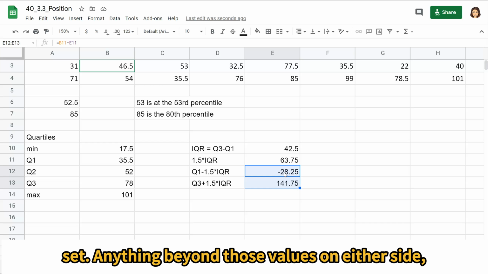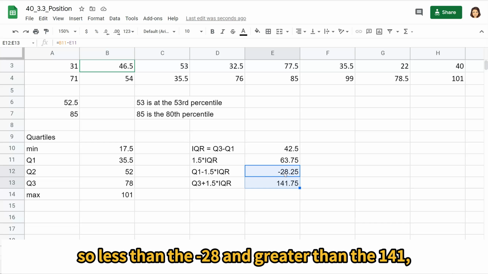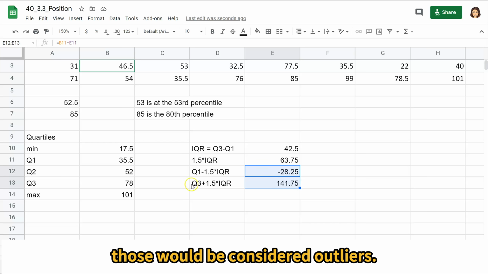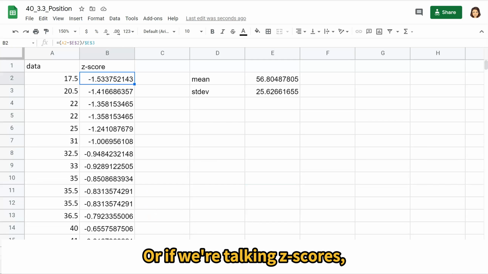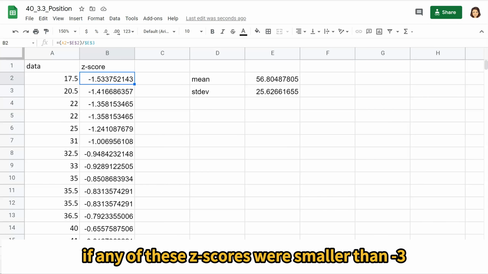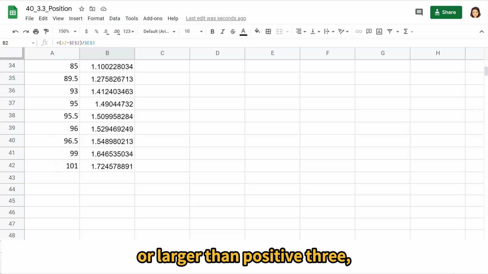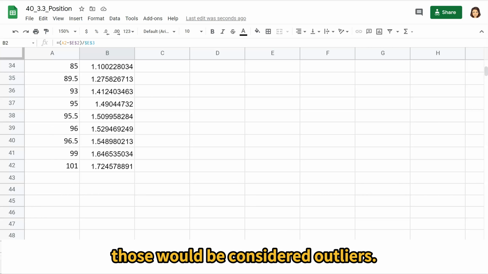Anything beyond those values on either side, so less than the -28 and greater than the 141, those would be considered outliers. Or if we're talking z-scores, if any of these z-scores were smaller than -3 or larger than +3, those would be considered outliers.